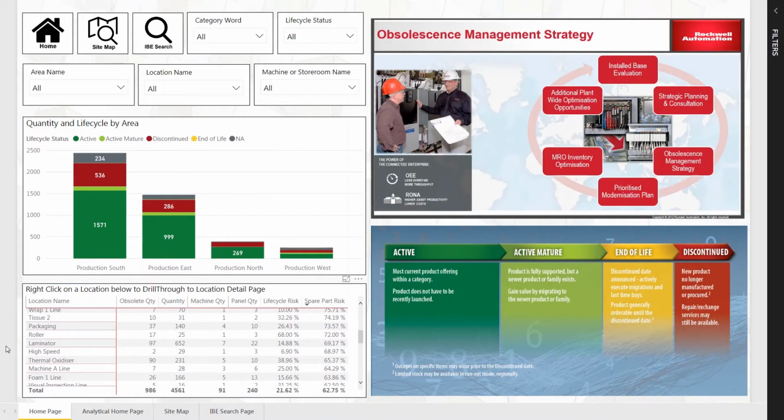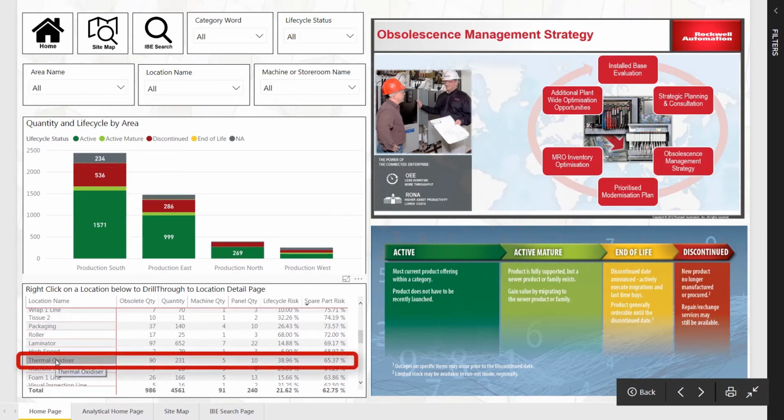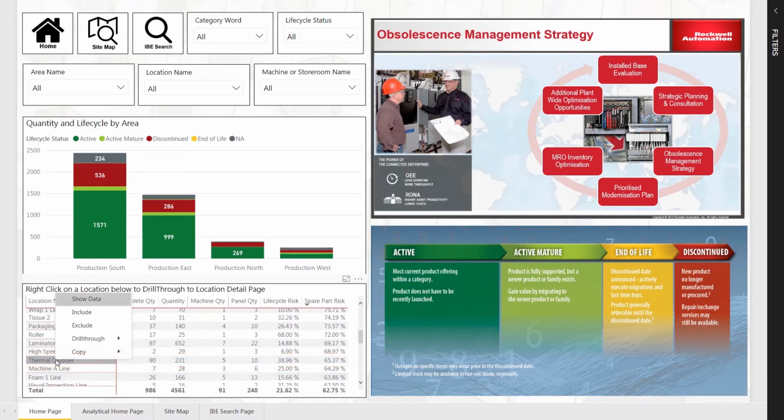Let's first talk about lifecycle risk. In this example, the customer was suffering from up to 48 hours of downtime caused by emergency repairs on critical parts. So let's look at the thermal oxidizer, which has a life cycle risk of 40%.